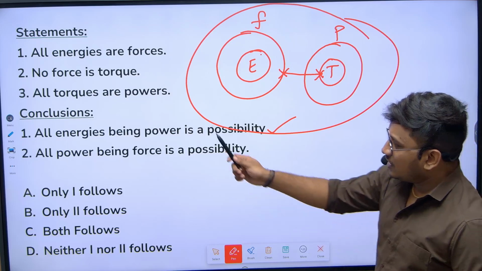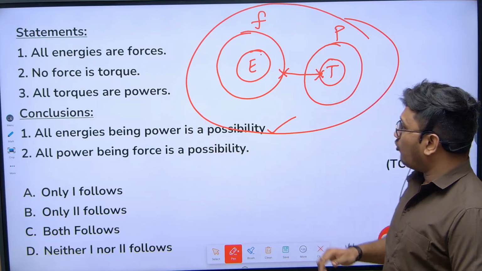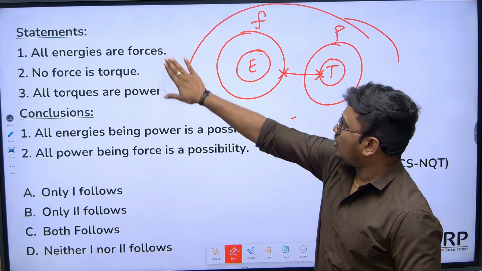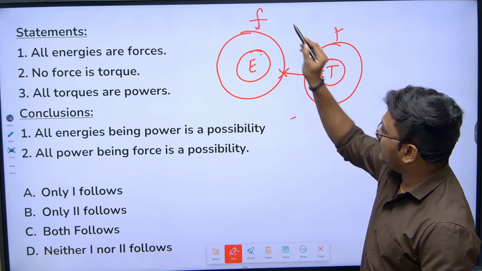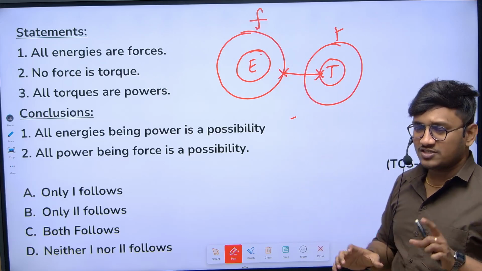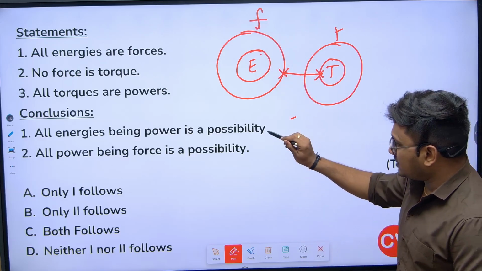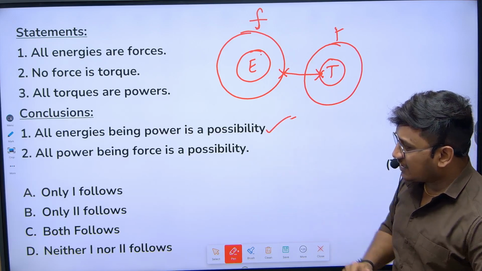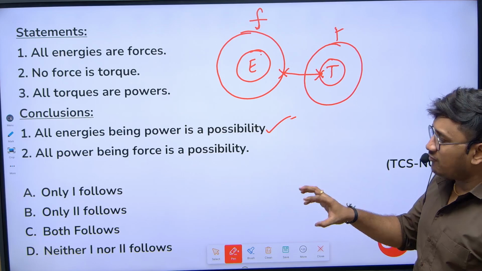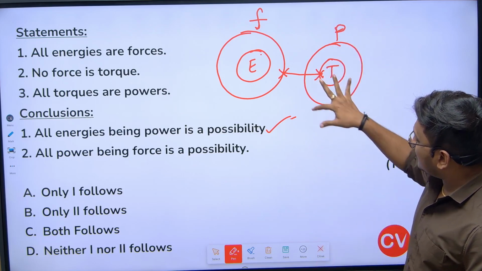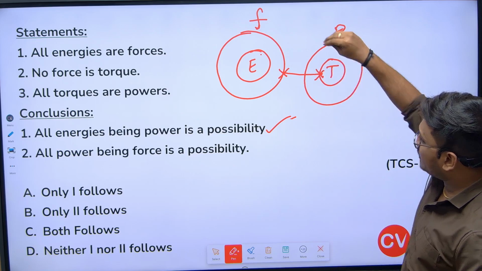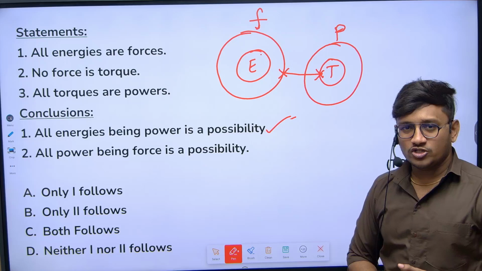if you observe, is all powers being force a possibility or not? All powers being force, is it a possibility or not? See, what they are saying is, actually this conclusion is correct. In the second conclusion, all powers being force is a possibility means taking this entire power circle and keeping it in force. Is it possible or not?